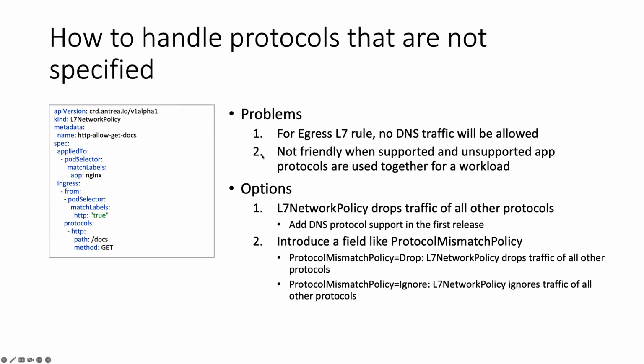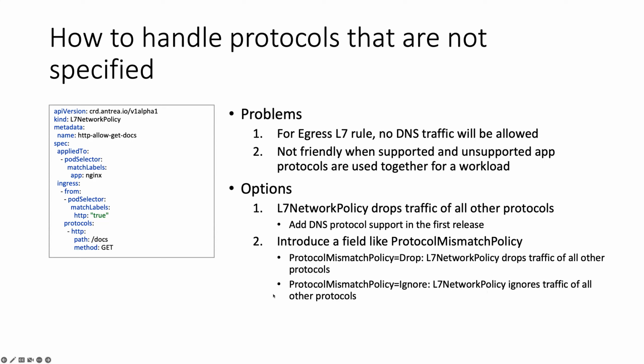Yeah, that's the second problem: unsupported protocols when a workload uses them together. I understand that. So that's why we could consider the second choice. If we don't know the protocol or we don't support the protocol yet, the layer 7 policy would just ignore that traffic. I think this could address your problem.